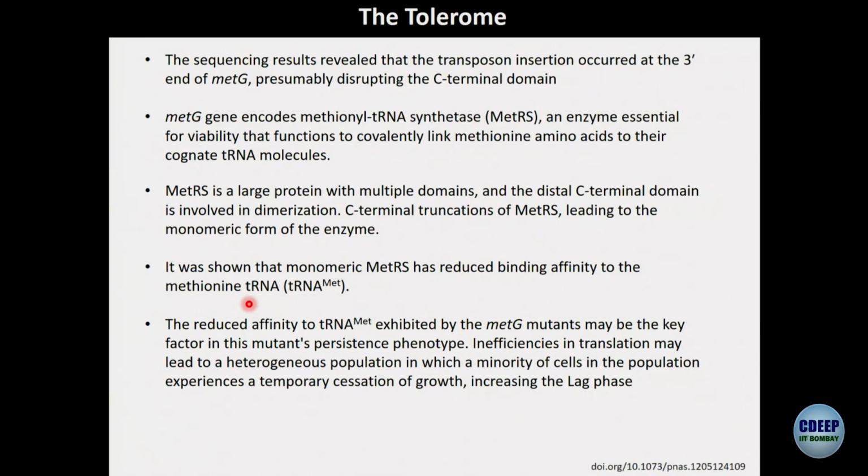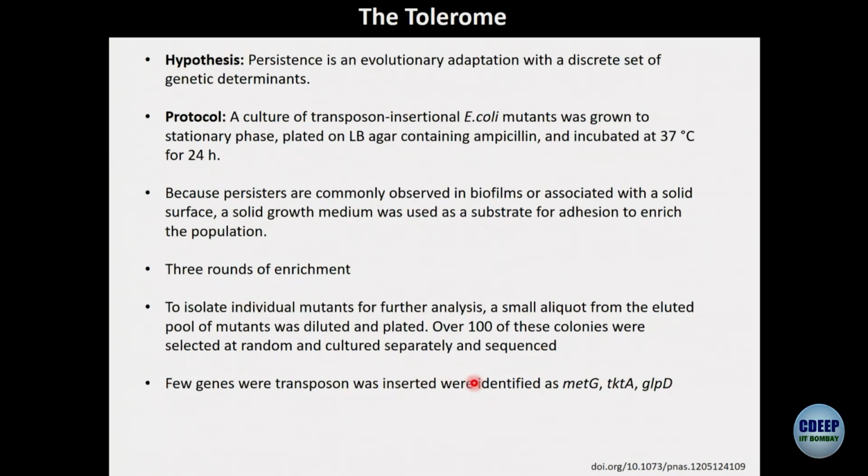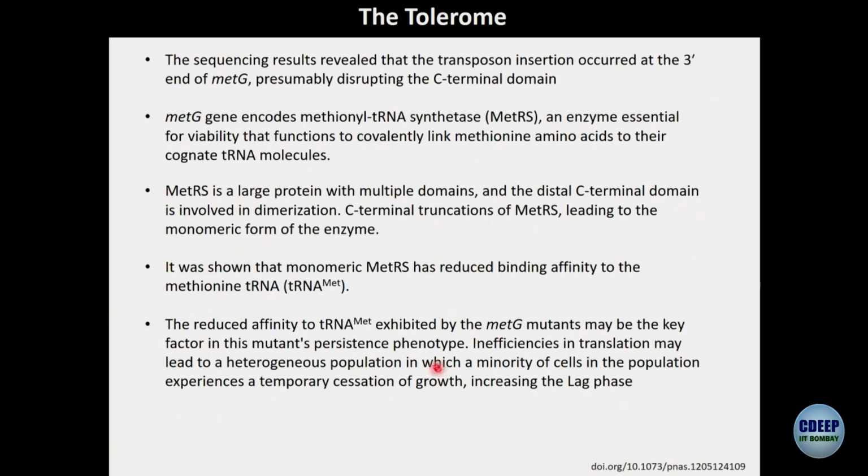So when they sequenced those mutants, what did they see? The sequencing result revealed that the transposon insertion occurred at the 3' end of the MetG gene. 3' end means what? The C terminal of the protein. That means the C terminal got deactivated. What does that mean? It cannot form a dimer, but it can form a monomer. It can form a monomer, which means it did not lose function. It is less active, that means it is active, but at a much lower rate. So methionyl tRNA synthetase is not absent. It is present, just lower. So what will happen? The growth will be reduced.